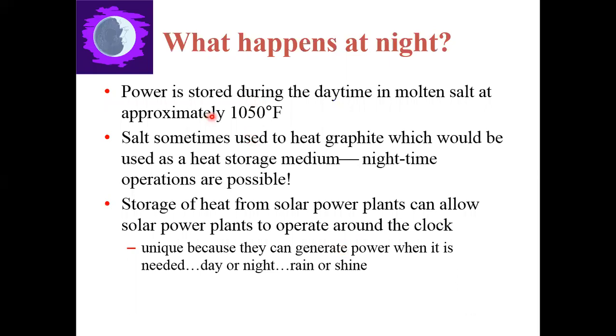Then what happens at night? Power is stored during the daytime in molten salt, at approximately 1050 degrees Fahrenheit. The salt is sometimes used to heat graphite, which is used as a heat storage medium, so nighttime operation is also possible. Storage of the heat from solar power plants can allow them to operate around the clock, so 24 hours we can use it. It is unique because it can generate power when it is needed, day or night, rain or shine.